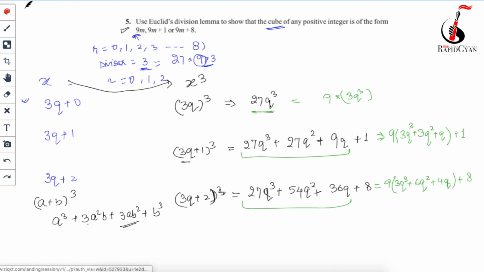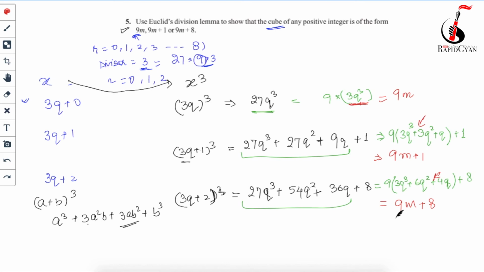Now you can see that if I put any value of q, this whole is going to give me some integer. So this I can write as 9m. This I can write as 9m plus 1. And the last one I can write as 9m plus 8. Because if you put any value of q over here, the output will be some integer. What will that integer be? We don't care, we'll just write m. M is that integer. Here also, if you put any value of q, your answer will give you some integer, which is again I am assuming as m.